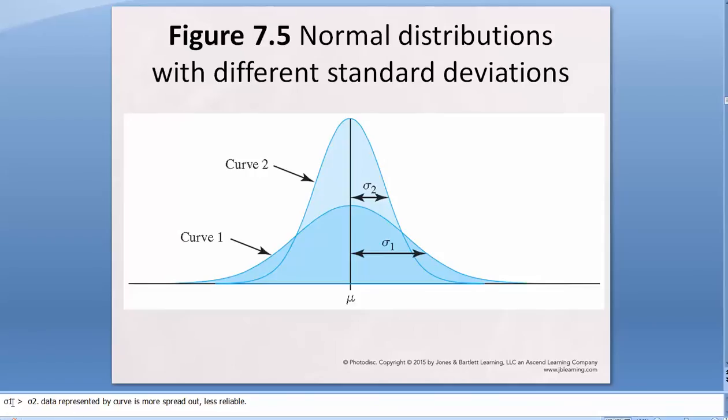I could not get the subscript. Sigma 1 is the same as this sigma 1, and sigma 2. So if you have sigma 1 to be more than sigma 2, what it is telling you is that the curve 1 data is less reliable than curve 2, because curve 2 data has the chance of being near mu, the actual mean value, much more than curve 1 data. Okay, all right, so then let's go to the next one.